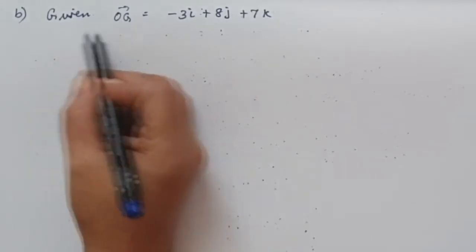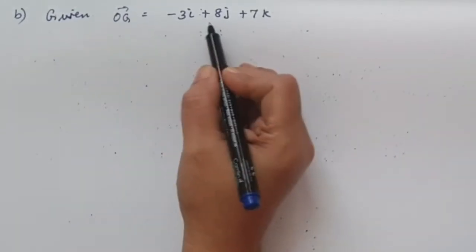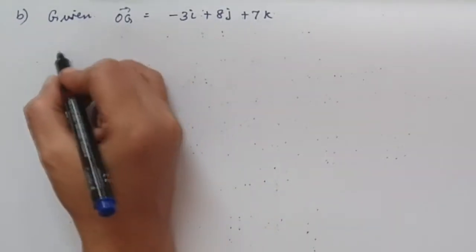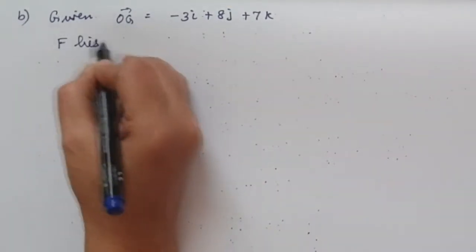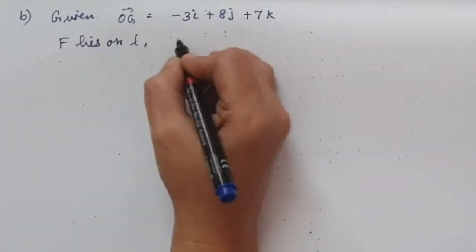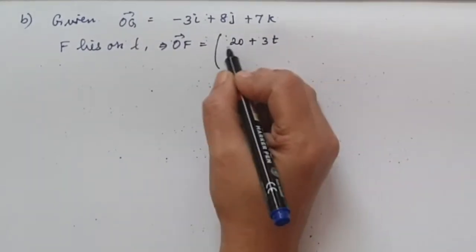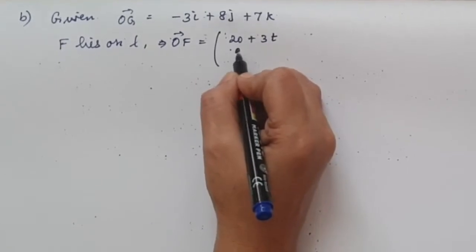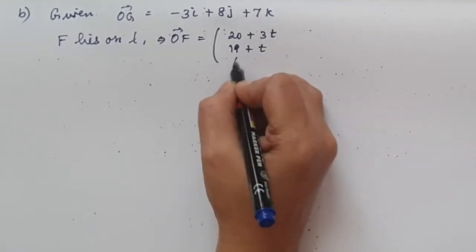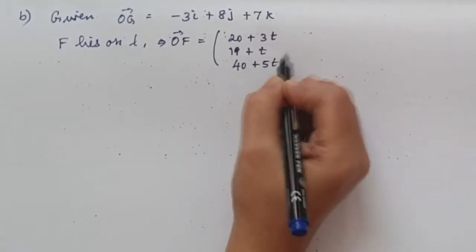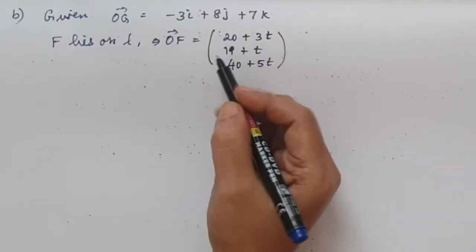It is given in our question that OG equals minus 3i plus 8j plus 7k, and F lies on L. Therefore, OF will be equal to, we are writing the equation of the line L, (20 + 3t, 19 + t, 40 + 5t). This will be the position vector of F.